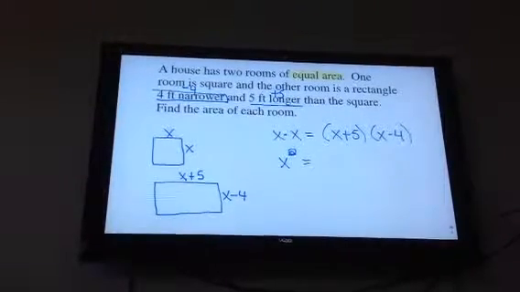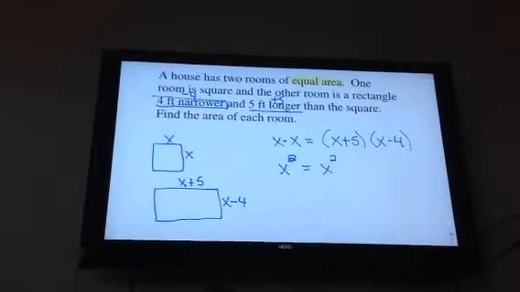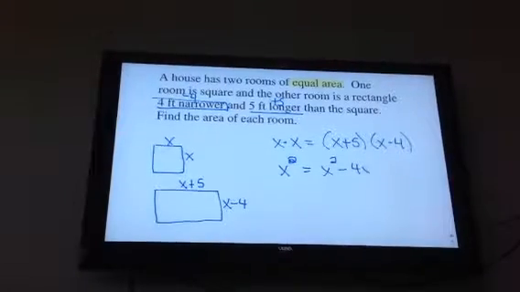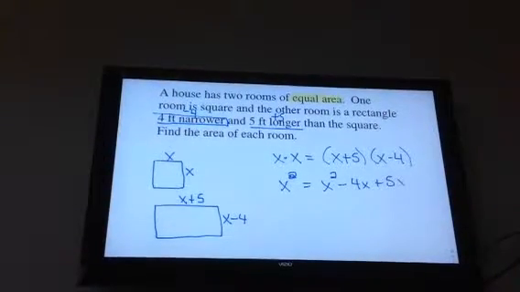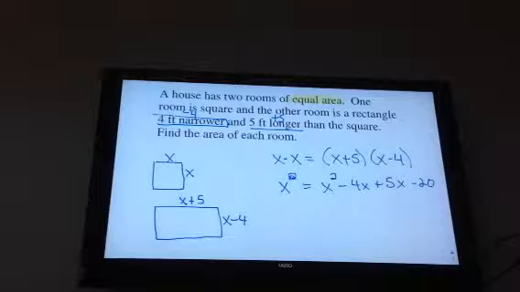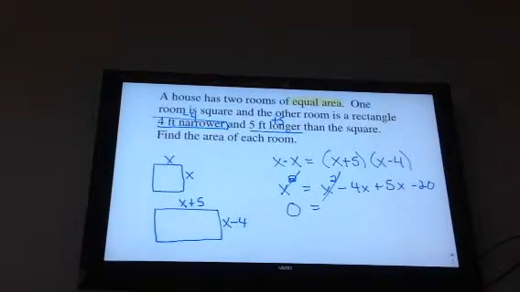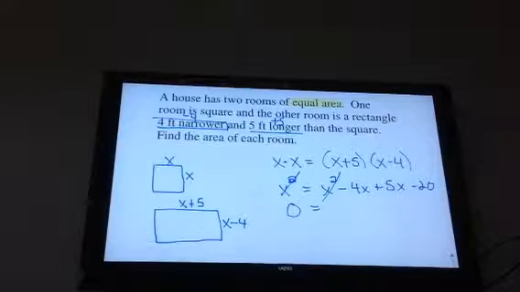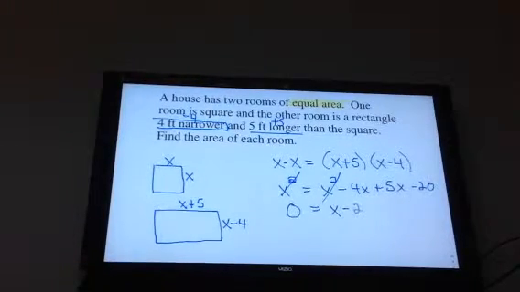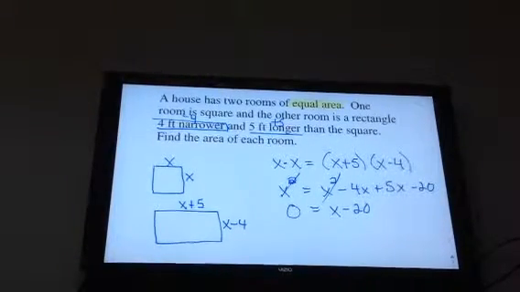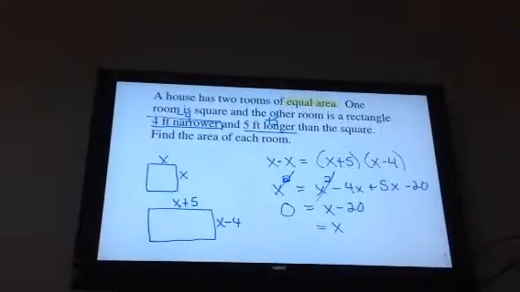FOIL on the right: first times first, outer times outer, inner times inner, last times last. My x squareds cancel each other out, as they should, so I have 0. It's okay to have a 0 on a side of an equal sign. Equals positive x minus 20, 1x. Bring my 20 over, and x is 20.